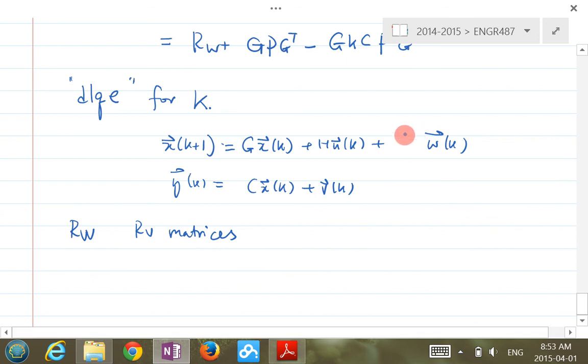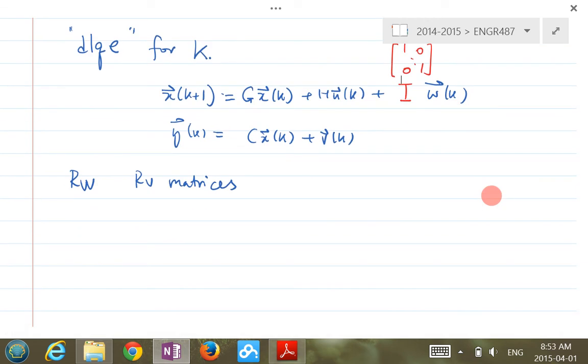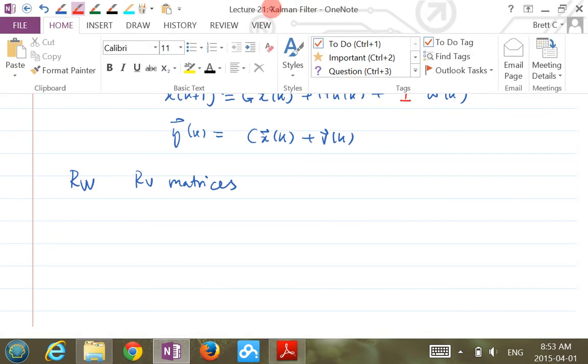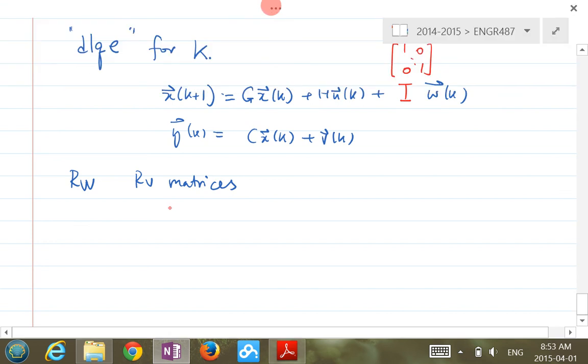Here you need to think of yourself as having an identity matrix. Let's say if you're n by n, this is 1 up to 1, an identity matrix like this. And then when you apply DLQE, you give the G matrix, give that I matrix over here, and the C, and then R_W and R_V, the two variance matrices.